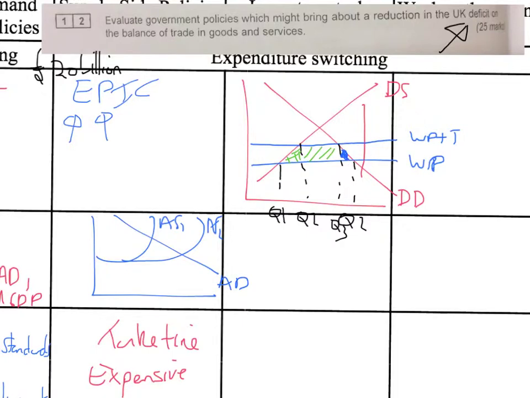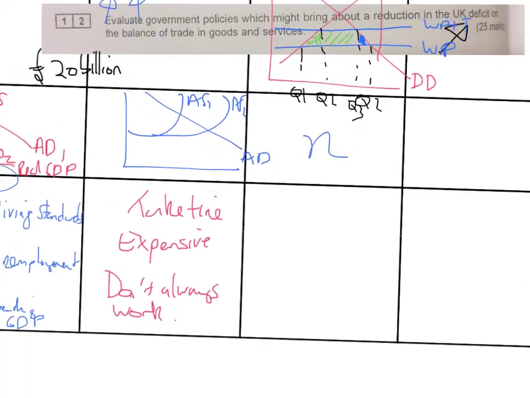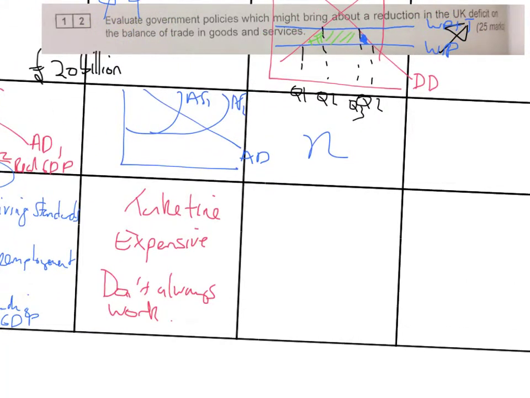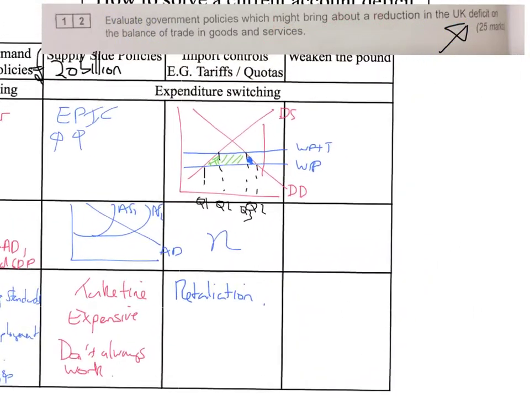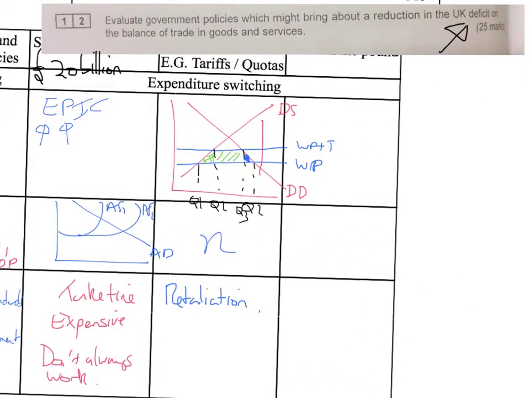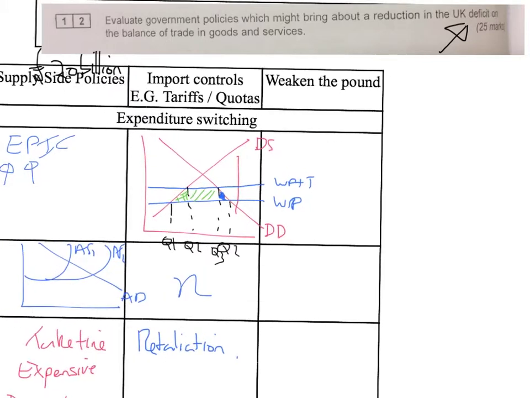Right, so you say that in this little gap here, and then you can go R but, and the big R but for tariffs is retaliation. What will happen is other countries will probably do the exact same thing back to you, so in the end it's probably not going to benefit anyone. Right, on to the last one, and we're going to try and get this done within 10 minutes.